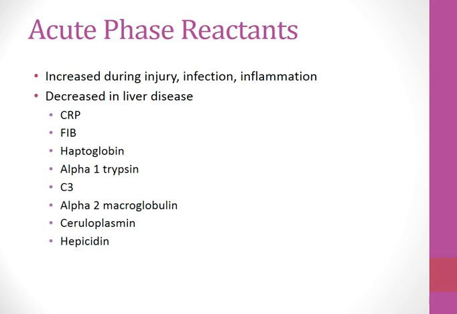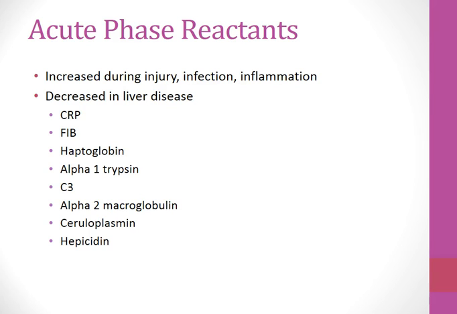Haptoglobin binds free hemoglobin whenever a red cell is lysed. Alpha-1 antitrypsin neutralizes bacterial proteases, which are enzymes that the bacteria produces. C3 is a part of complement. It's one little portion of the complement proteins. Alpha-2 macroglobulin neutralizes proteases that are released from damaged cells.